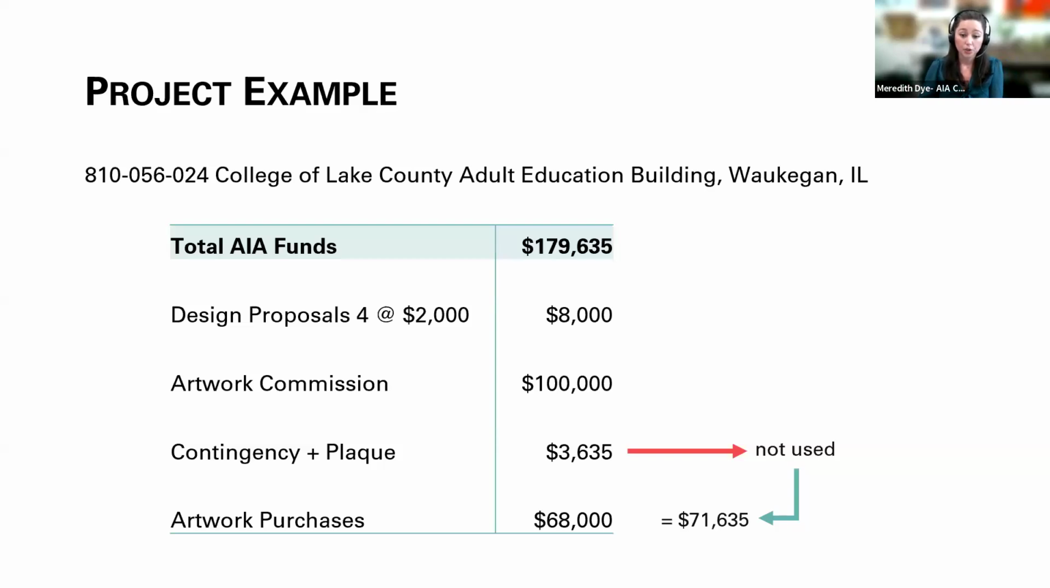The artist procured his own plaque, and the contingency funds were not needed, that you can see on this line. And so because those were not needed, I could add them to the artwork purchase line. And so in March 2024, the call for artwork purchases was advertised. 36 pieces were purchased from 26 artists, totaling $71,635. So we start off with a draft of our budget, how we allocate the funds, but it can always be changed along the way.